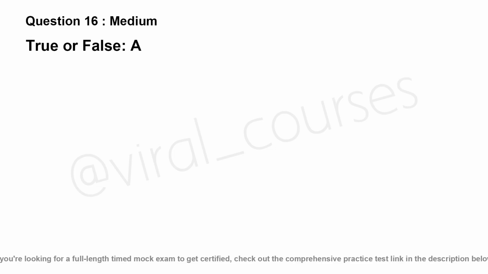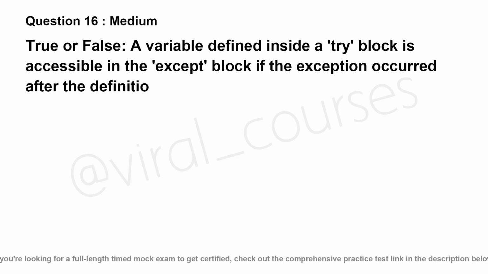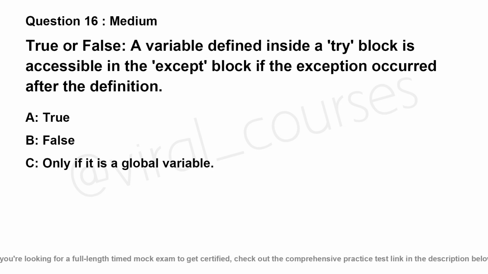True or false? A variable defined inside a try block is accessible in the except block if the exception occurred after the definition. Option A. True. Option B. False. Option C. Only if it is a global variable. Option D. Only if it is a numeric type.